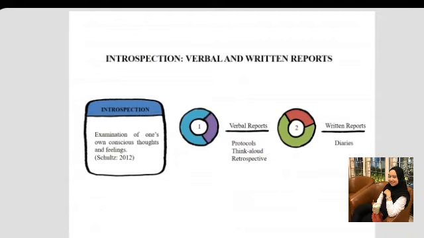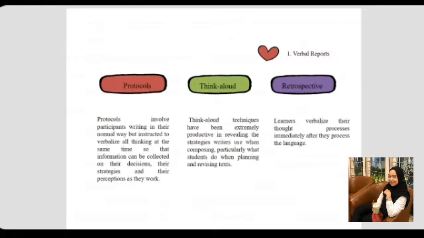In general, introspection is divided into two categories: verbal reports and written reports. Now we come to verbal reports. First, protocols. Protocols involve participants writing in their normal way but instructed to verbalize all thinking at the same time so that information can be collected on their decisions, their strategies, and their perceptions as they work.